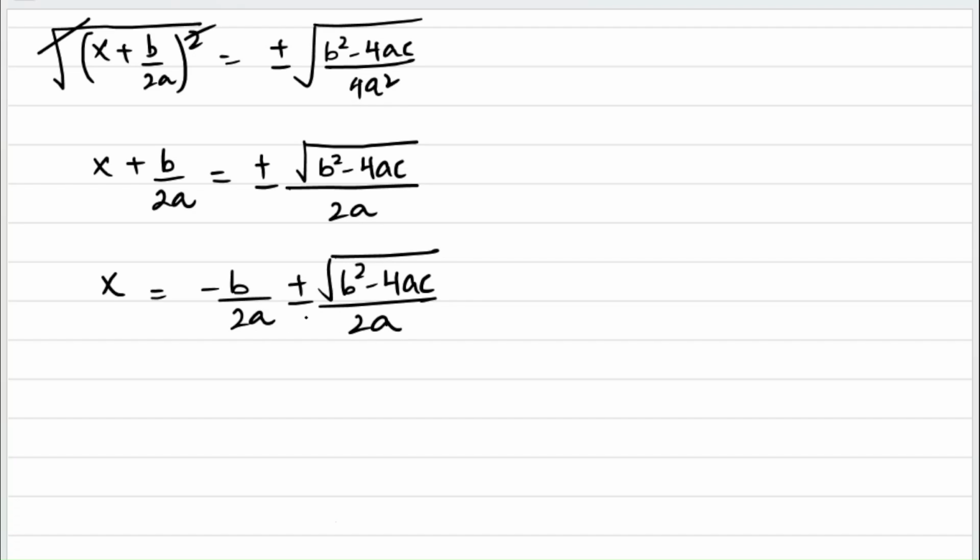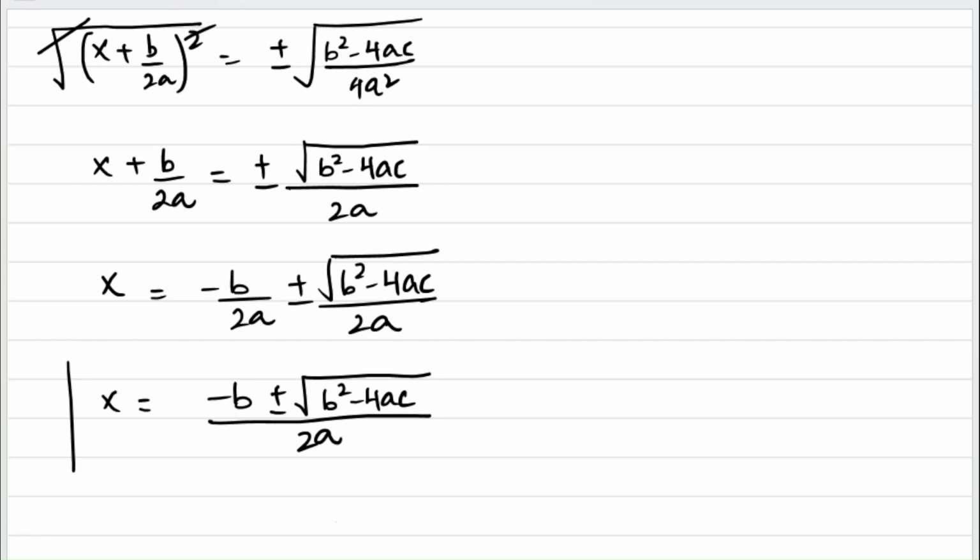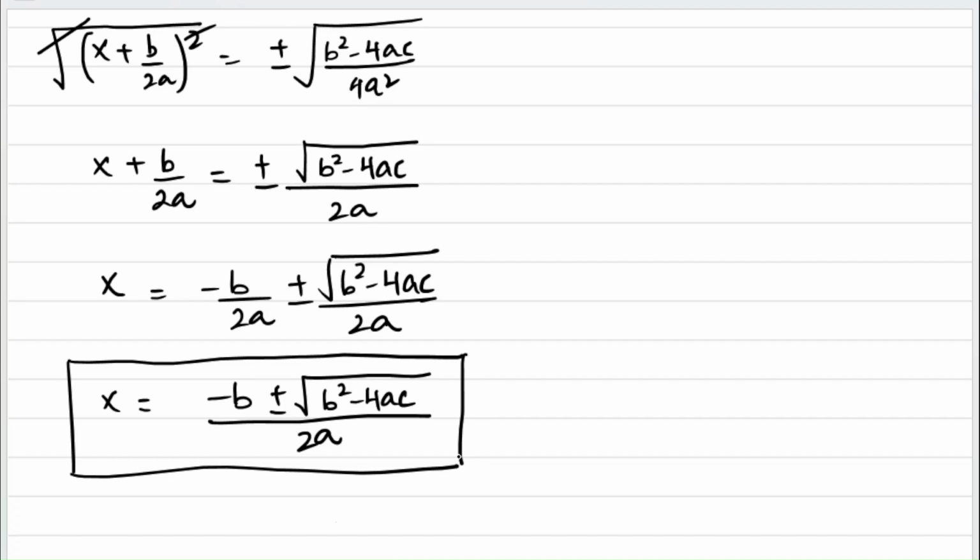Notice that the denominators are already the same. So x is equal to minus b plus minus the square root of b square minus 4ac divided by 2a. And this is the quadratic formula to find the solutions or roots of the quadratic equation. We will get two values of x by considering the plus sign first, and the second time we will consider the minus sign, so we will have two values.